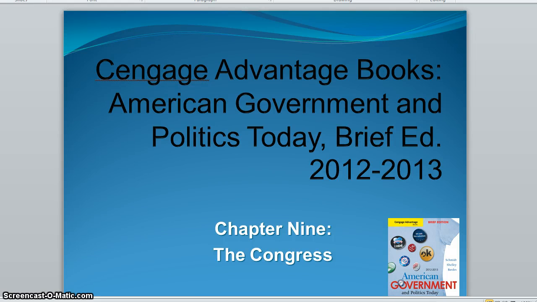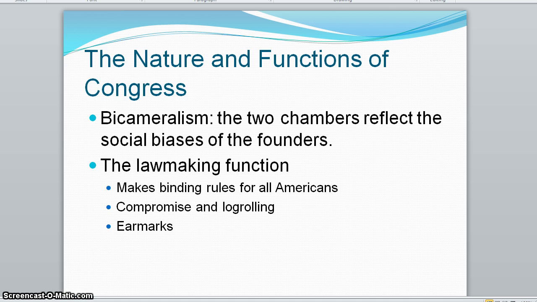In Chapter 9, we'll talk about Congress. We'll start by talking about a political paradox where Americans have strong disapproval toward Congress, yet strong support for their individual representatives. One reason for that contradiction is that representatives work specifically for constituents and provide service to them, as well as making laws for the nation as a whole.